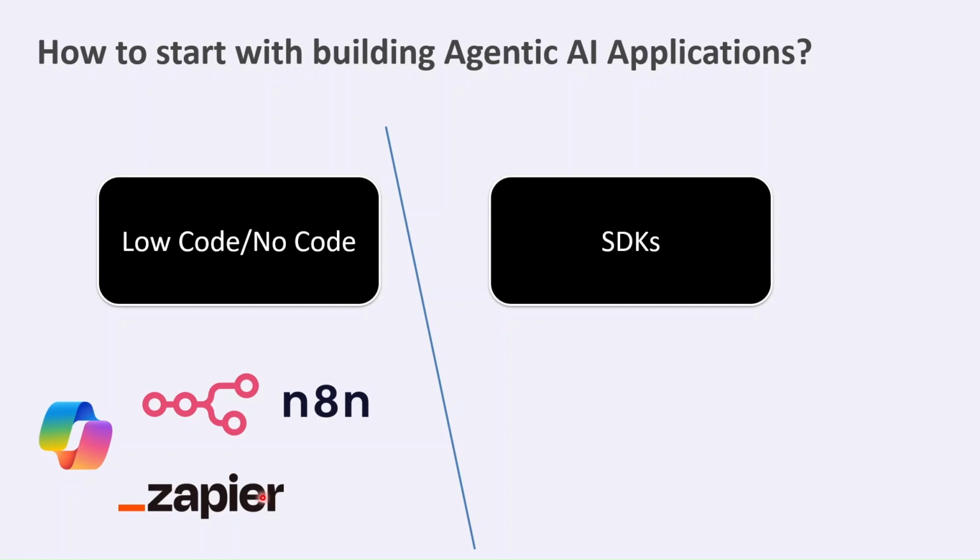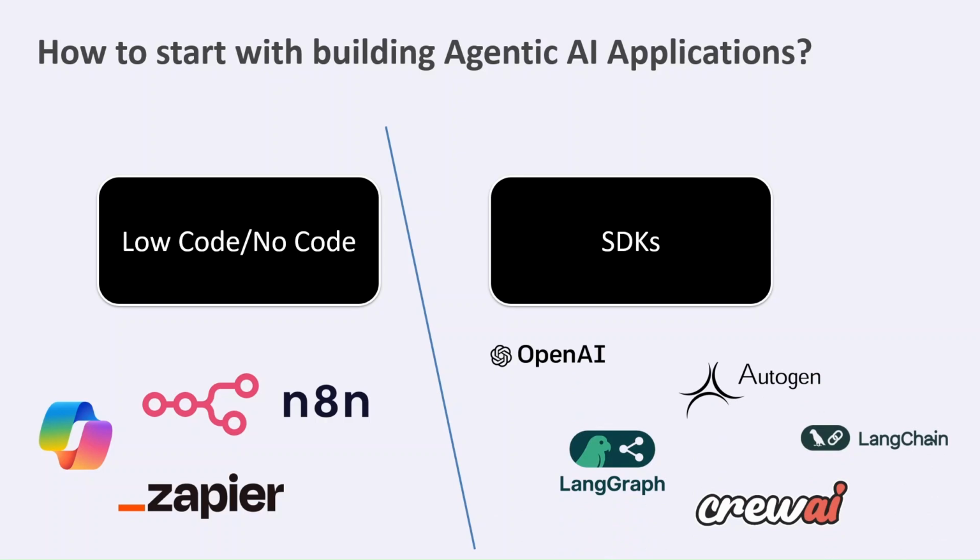In the other case, where a developer wants to build an agentic AI application, they can use the SDKs. The SDKs are written in many languages, for example Python, .NET, TypeScript, and Java. Some of the top key players in SDKs which support agentic AI applications are OpenAI, AutoGen, LangGraph, CrewAI, and LangChain. In this video, we will be only focusing on the OpenAI part.